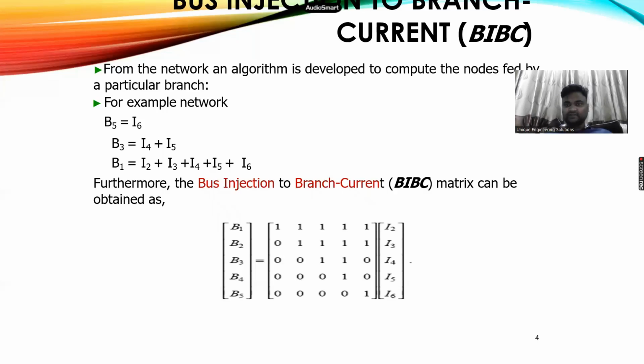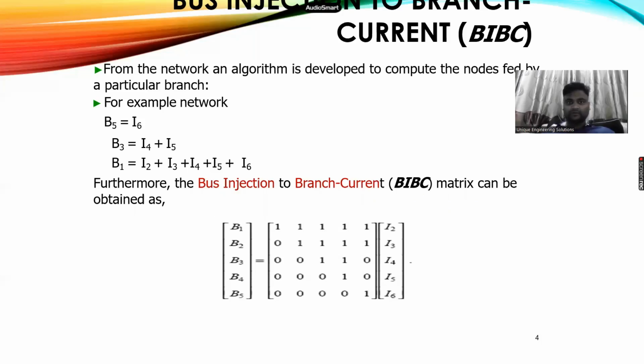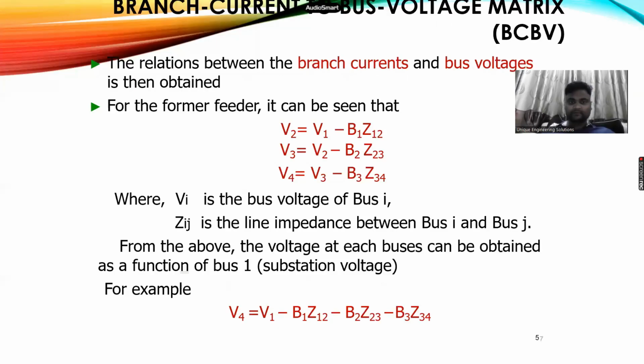If there is a load at the source, then we have to skip that one. That is, in this figure, if there is a load at the substation, that is I1, in that case also we have to skip I1. Now we can go to the BCBV matrix.